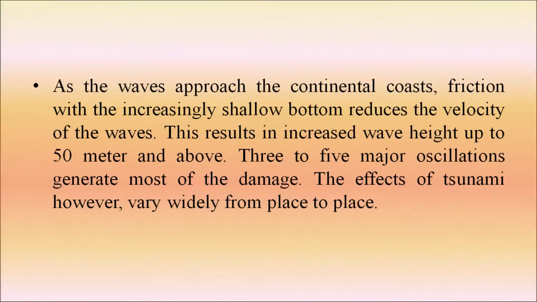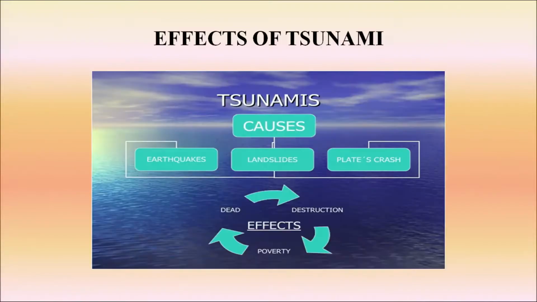As the wave approaches the continental coast, friction with the increasingly shallow bottom reduces the velocity of the wave. This results in increased wave height up to 50 meters and above. Three to five major oscillations generate most of the damage. The effects of a tsunami, however, vary widely from place to place. Now come to the effects of tsunamis. The effects of a tsunami are quite similar to those of cyclones or floods.